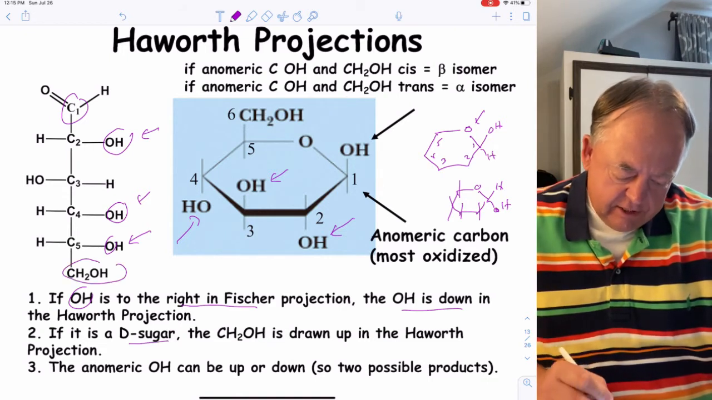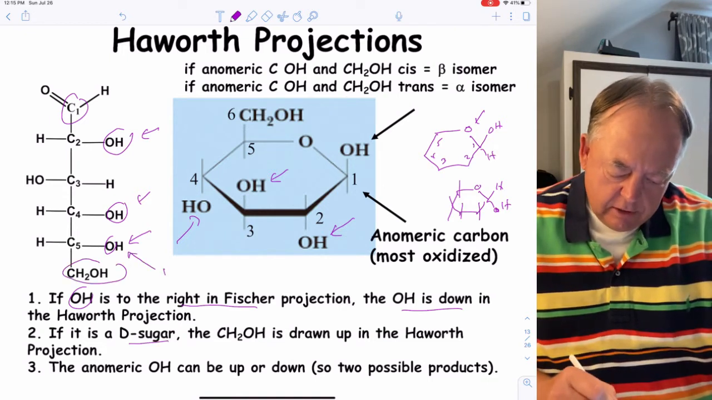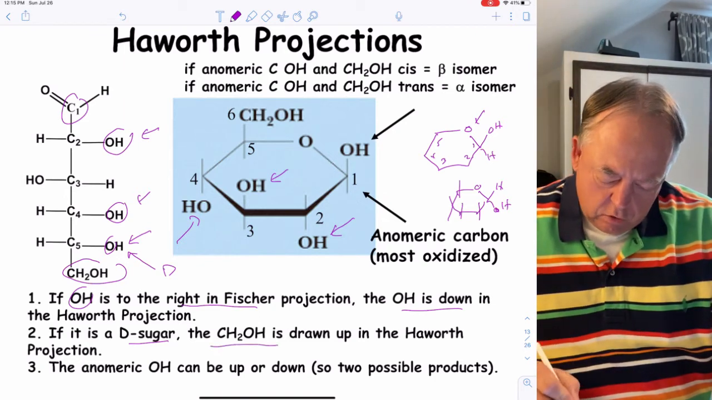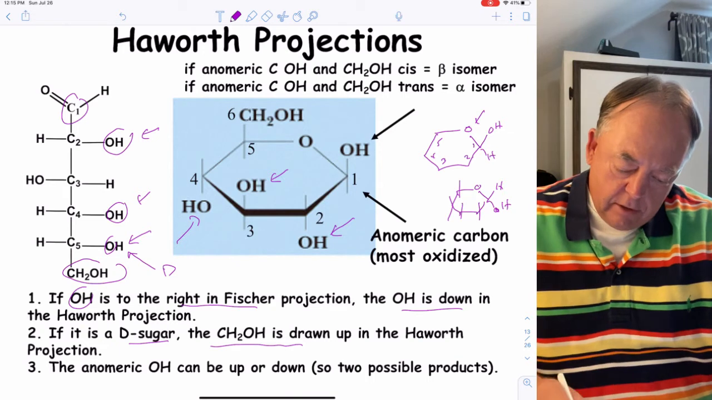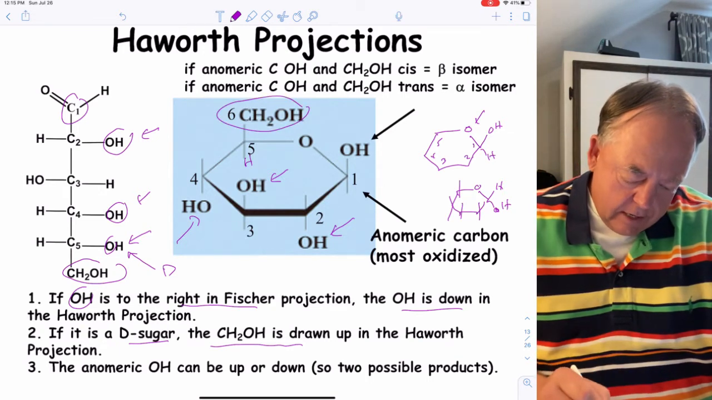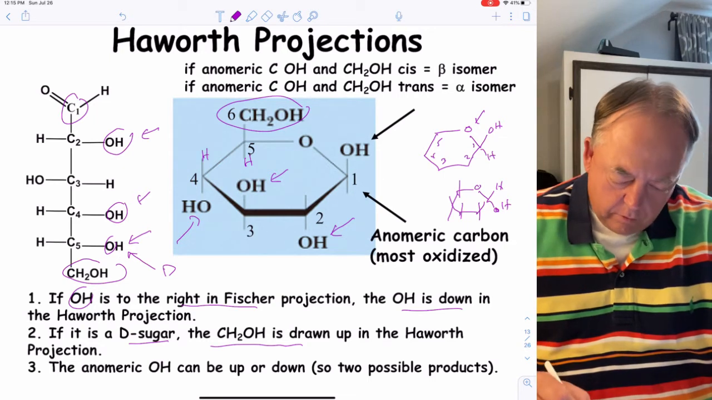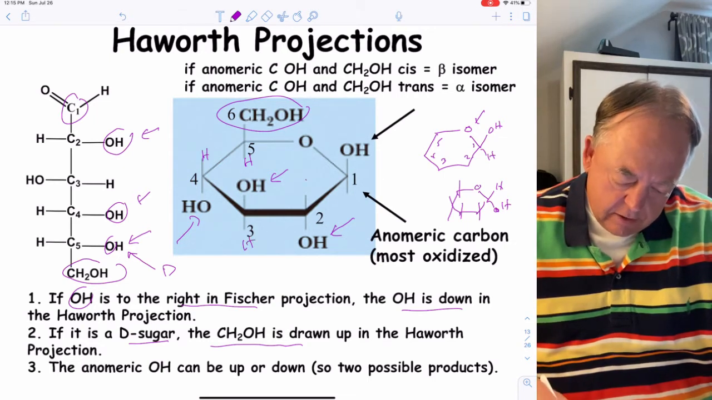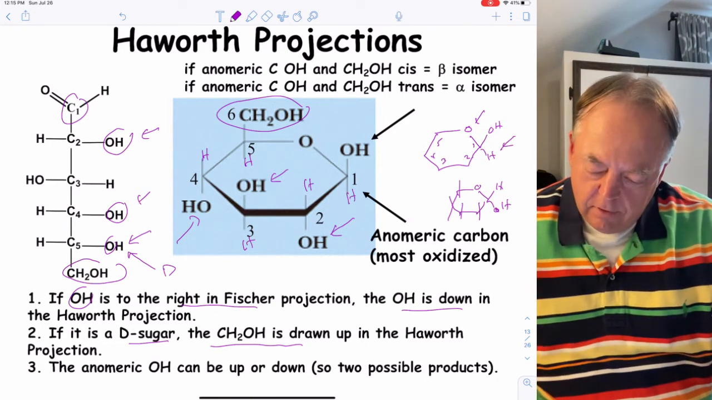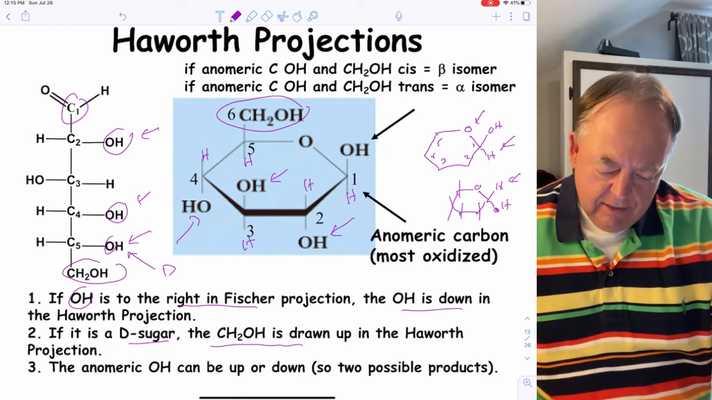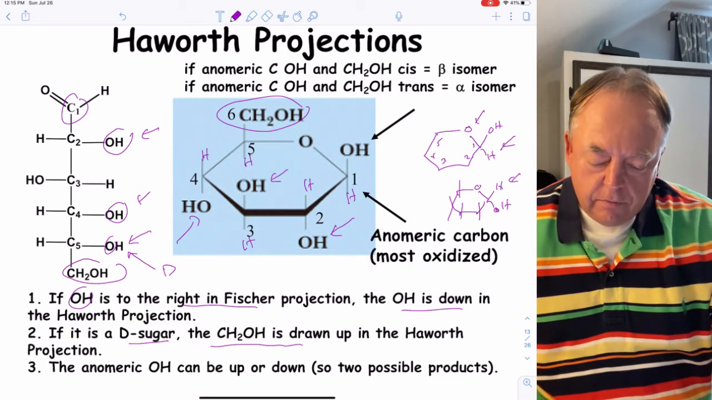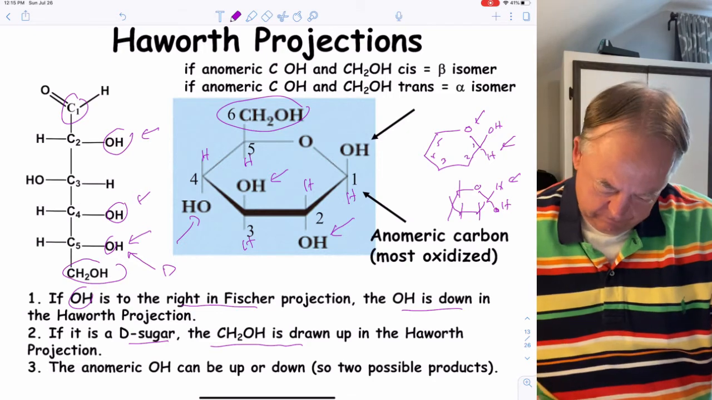And then what to do with the CH2OH? Well, if it's a D sugar, and this is a D sugar because the last OH is on the right, the CH2OH is drawn up in the Haworth projection. And so then the hydrogen on that carbon would be down. C4, the hydrogen on that carbon would be up. 3, it would be down. And 2, it would be up. And then 1, it could be up or down, right? So when it closes into the hemiacetal form, you get 2 stereoisomers.